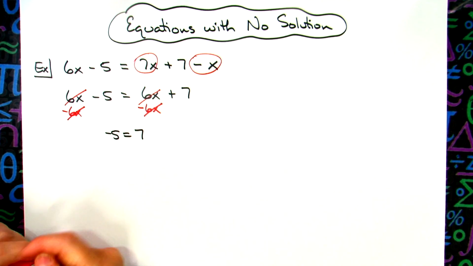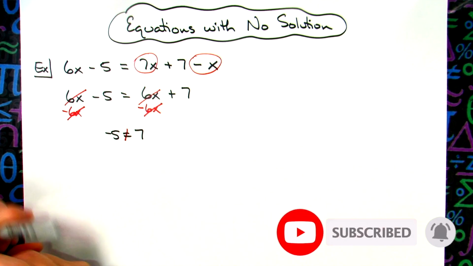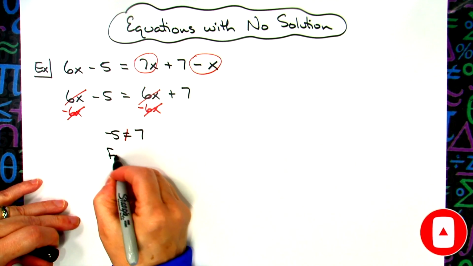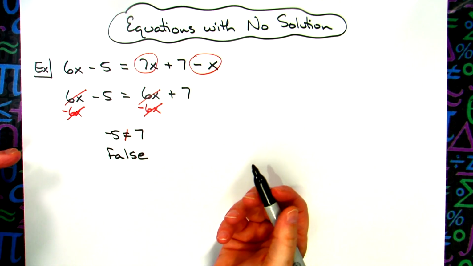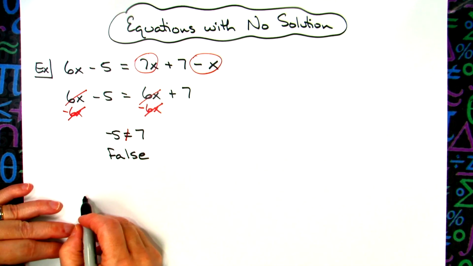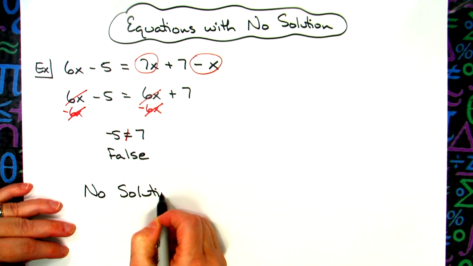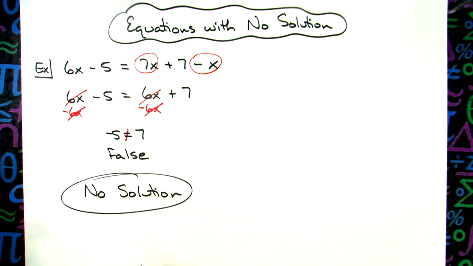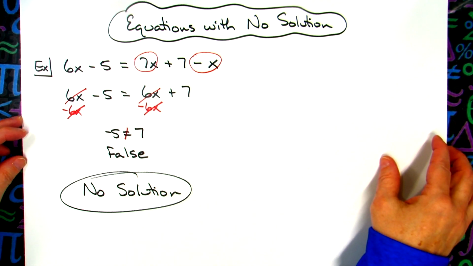Now, we know that negative 5 does not equal 7, so I have a false statement. All right, anytime you solve an equation and your variables fall out and then you are left with a false sentence, then that is when you know you have a no solution. Okay, so like I said, there are many other types of no solutions as well, but this would be one that you would be introduced to first in a beginning Algebra 1 class.